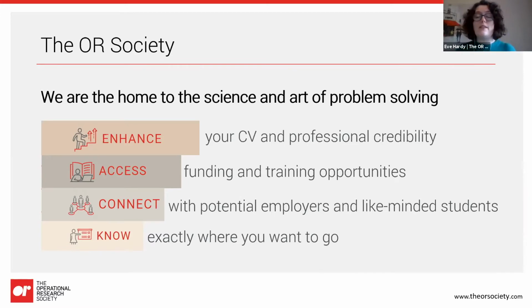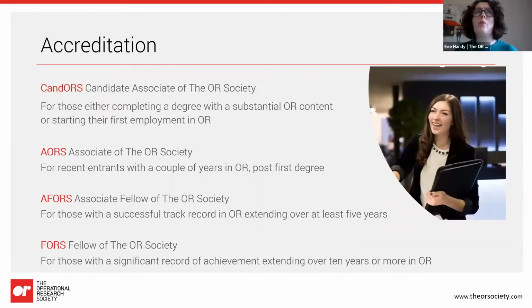So, to go into a little bit more detail about those, we can help you to enhance your CV in a few different ways. The first thing we can do is help you with our accreditation scheme. So we offer accreditation to all of our members. The scheme has several tiers, so you can see them on screen now. All students are eligible to apply for CANDORS, which is a Candidate Associate of the OR Society. This is really easy to do. All you have to do is, once you've joined us as a member, log on to our website and fill out a form online. That form will then be reviewed by our accreditation panel. And if you are successful, that entitles you to use the letters CANDORS after your name on your CV and when you send emails. And once you've been CANDORS for a few years, you can move up to associate fellow. And then once you've been in OR for 10 years, you can apply for Fellow of the OR Society.